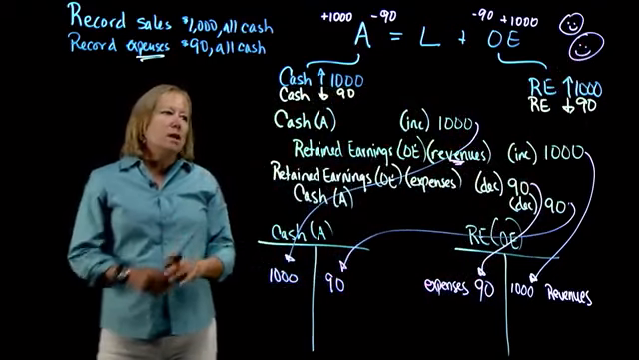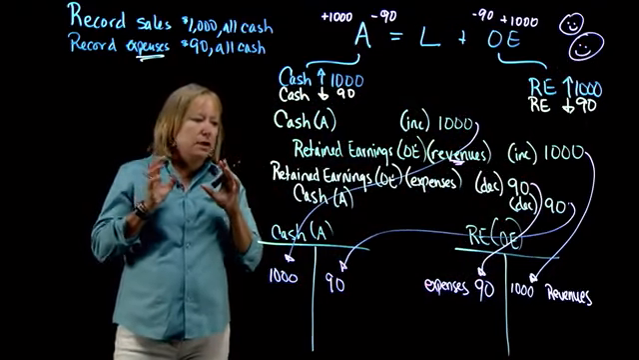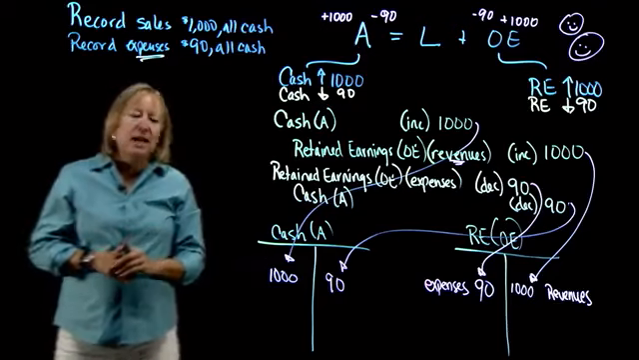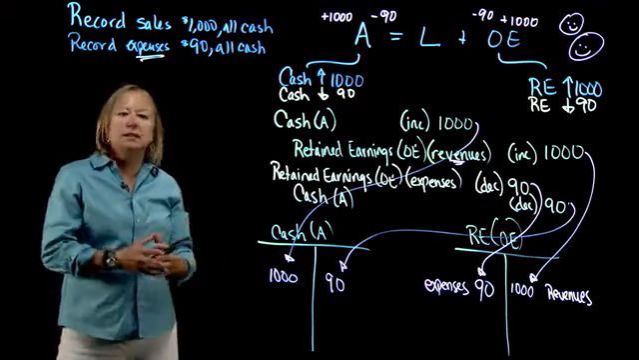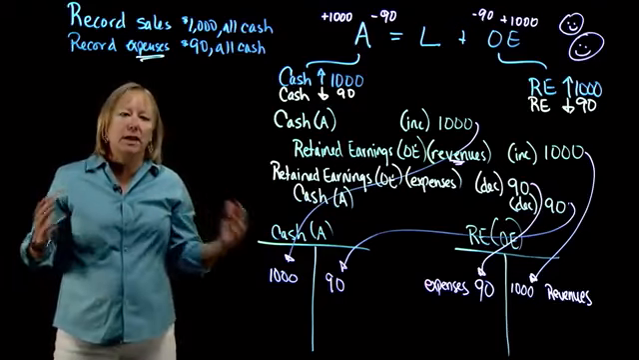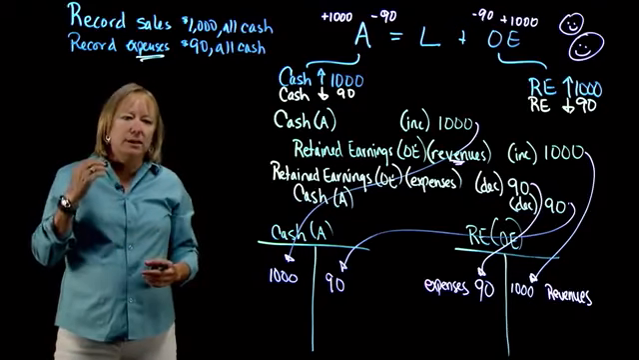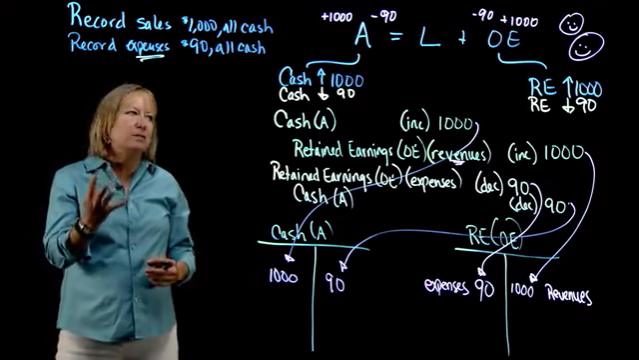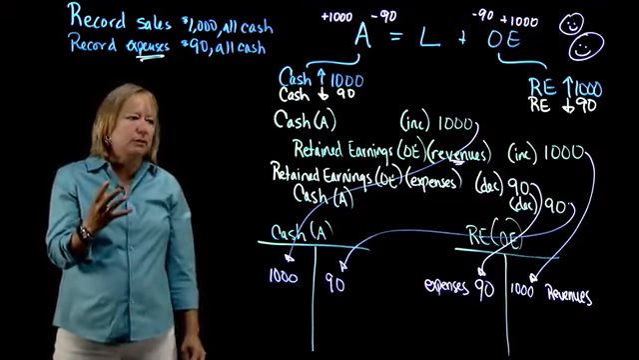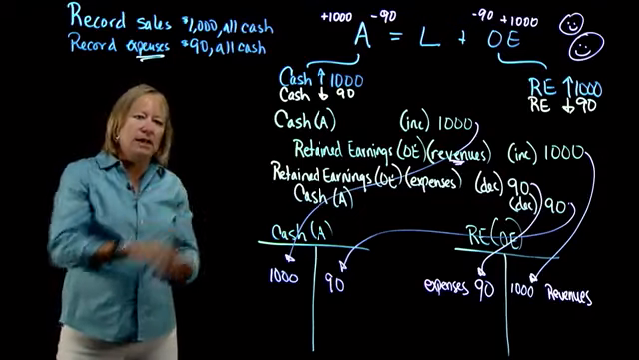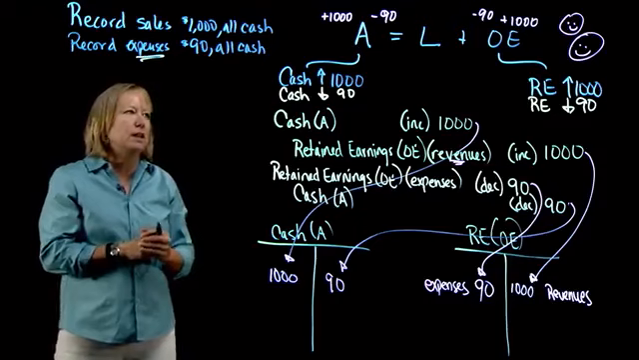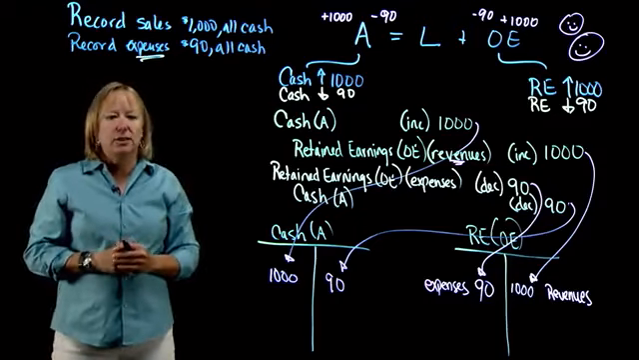So in summary, recording revenue and expense transactions involves a process very similar to what we do to record any transaction. We've got to identify the 4 pieces of information that we need to record a journal entry. We record the journal entry, we post it to the individual T accounts, and we make sure that the equation stays in balance.